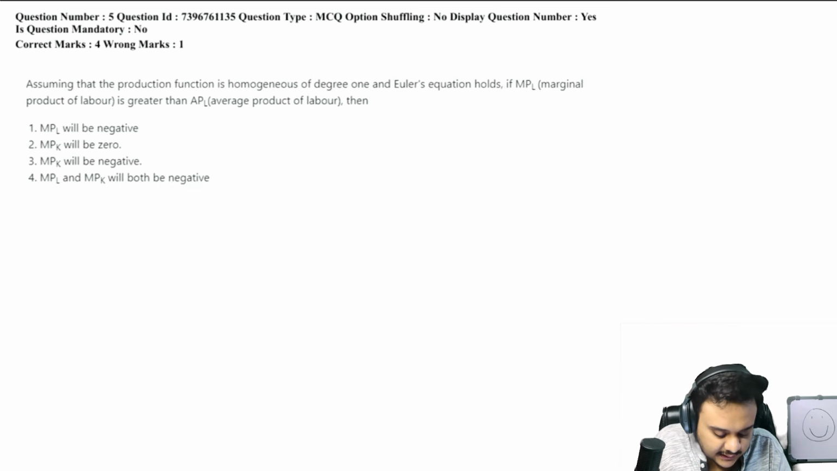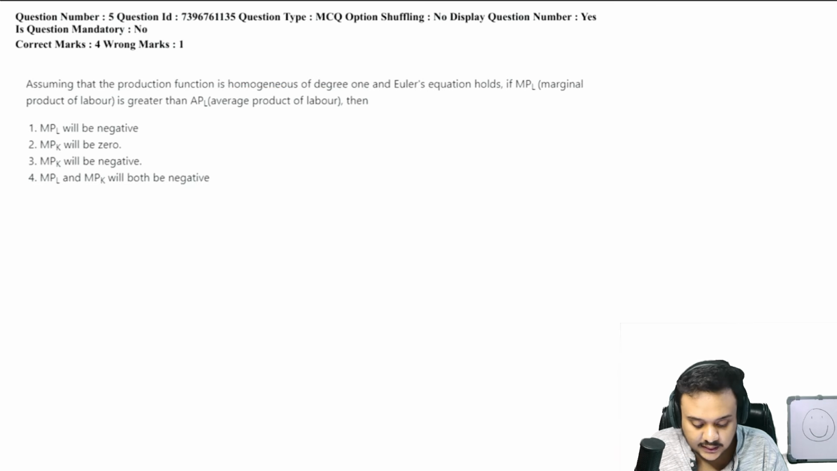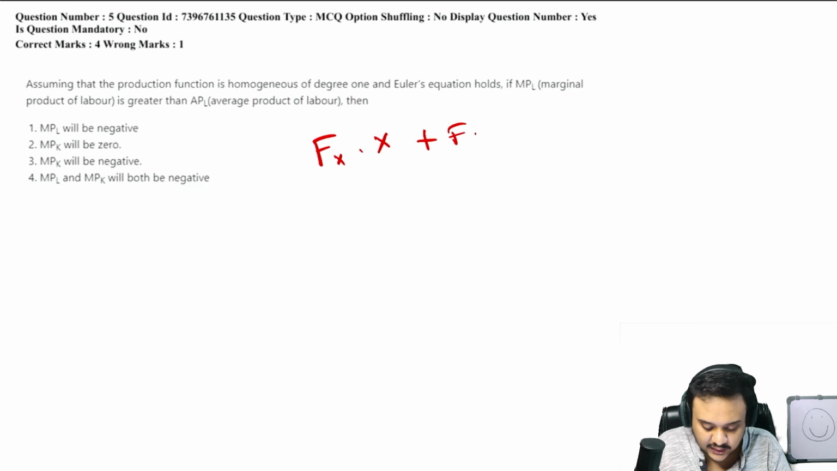So it says that assuming the production function is homogeneous of degree 1 and Euler's equation holds, if MPL is greater than APL, then what happens to either MPL or MPK? Okay, so first of all, write down the Euler's equation. What does it say? Just mathematically, the formula will tell you something like fx multiplied by x plus fy multiplied by y is equal to r multiplied by f.